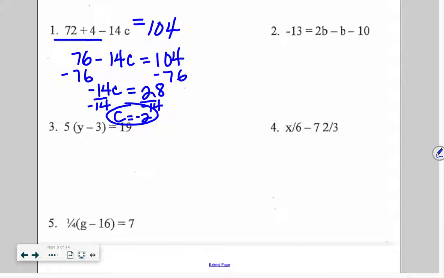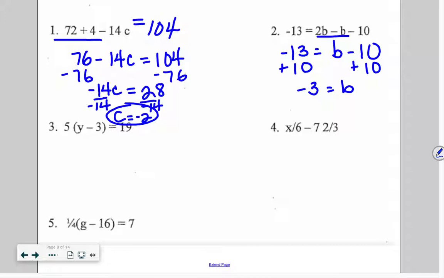Question number 2. What's the first thing we're going to do there? Combine like terms. 2b, take away one of those b's. Just b. How are you going to get that b on a side by itself now? So negative 13 plus 10 is? And we're done, because b was already on a side by itself.